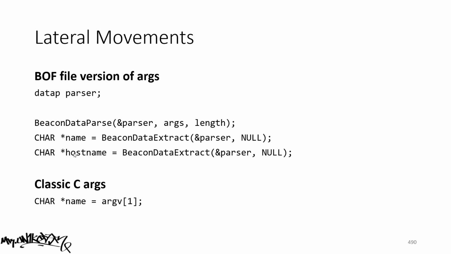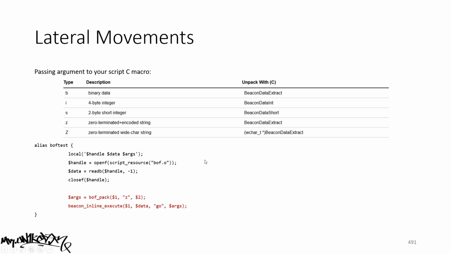How does it actually work? It's fairly simple. If you're familiar with prepared statements and stuff like that, in memory the data will be packed using a certain format, right? So if it's binary data, you're going to specify that it's b. If it's an integer, it's going to be i, s for short, z for zero-terminated encoded string, and capital Z for wide char.